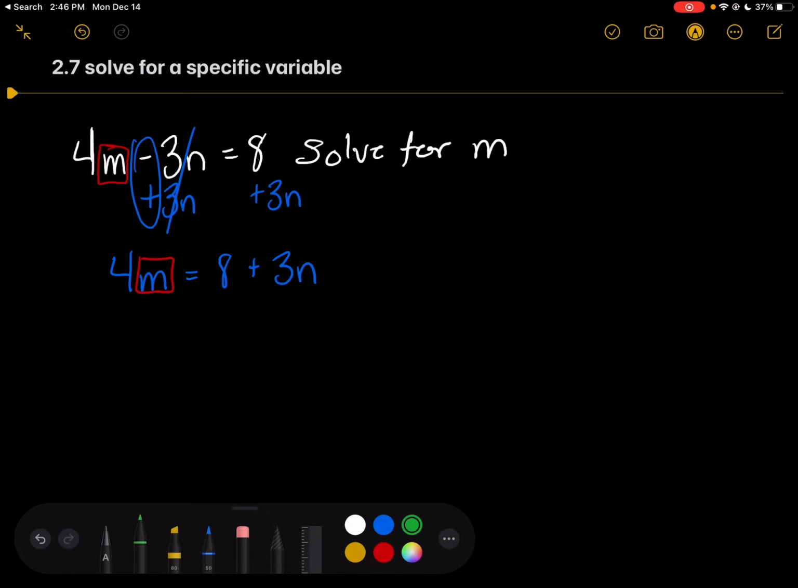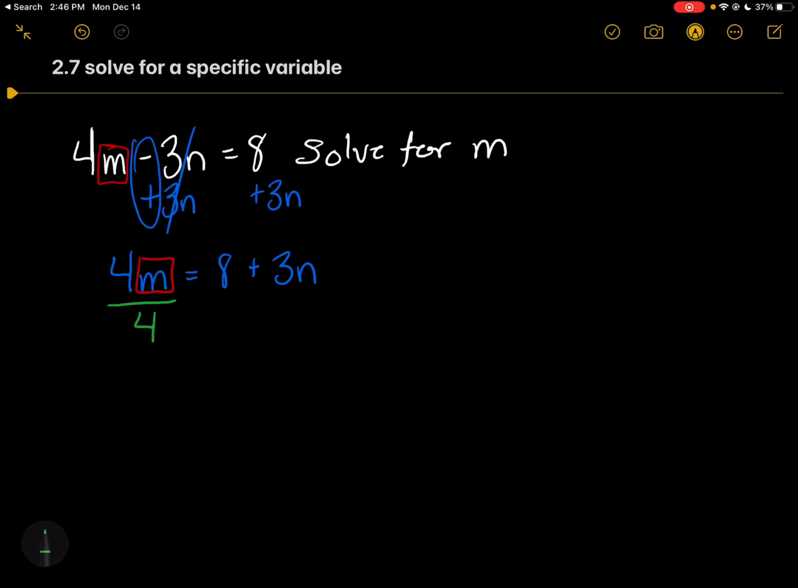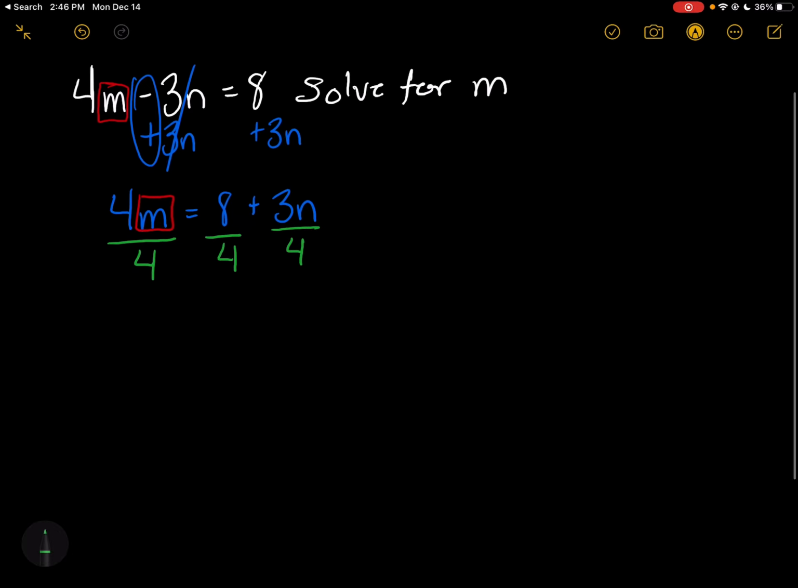When I get rid of the 4, I'm going to divide both sides by 4. But when I do that, I have to divide absolutely everything by 4. I can't just divide the 4 and the 8. So I have to divide everything. That gets rid of my 4, and I'm left with m on one side. 8 divided by 4 is 2, and 3 and 4 do not divide evenly, so I'm going to be left with 3 over 4n. And that's going to be my answer. I'm not doing anything else with this.